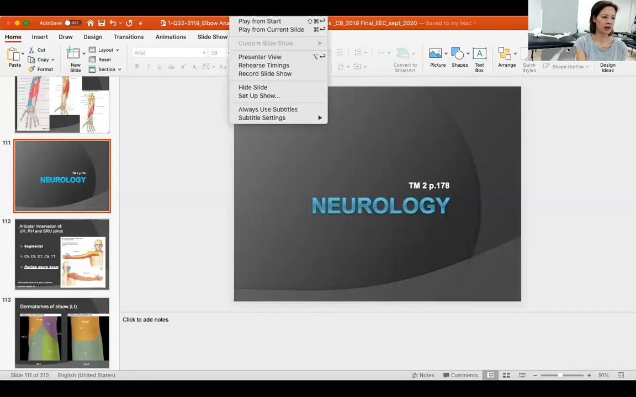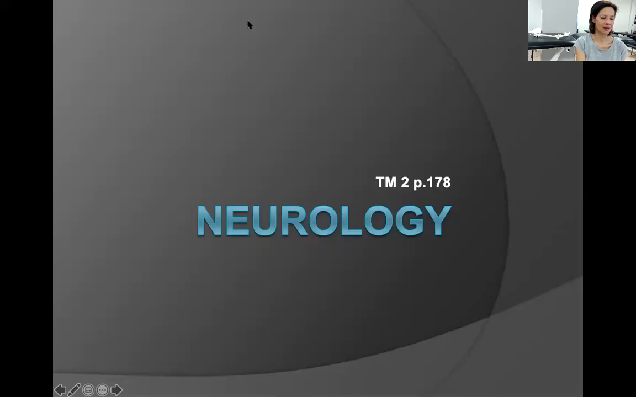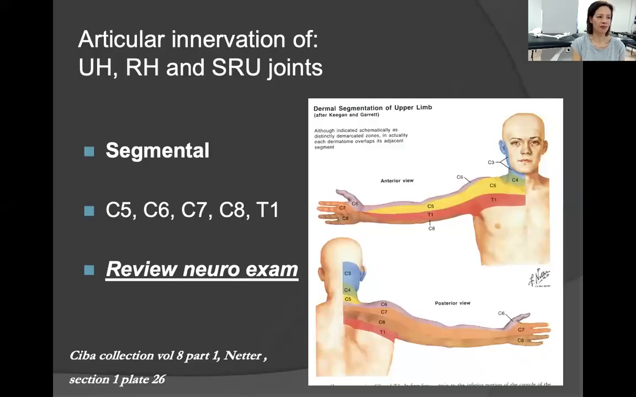We're going to look at the neurology and vascularization of the elbow. So, neurology. First of all, we're going to look at the elbow, which means we're looking at all aspects: the anterior, the lateral, the medial, and the posterior, which involves the humeral ulnar joint, the radial ulnar joint, and also the proximal radial ulnar joint.